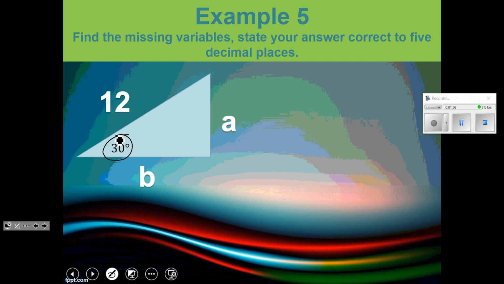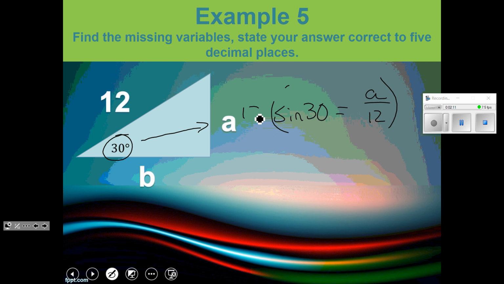If we found A first, what's the relationship between the A and the 12? I'm not going to use the B right now because I don't have that. We know the opposite over the hypotenuse would be the sine. So we can say that the sine of 30 is equal to the opposite, which is A, over 12. And then you can solve for that, and we did solve for that.